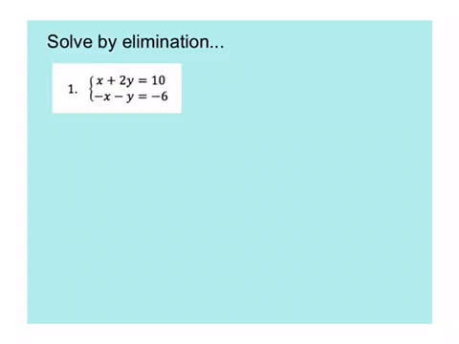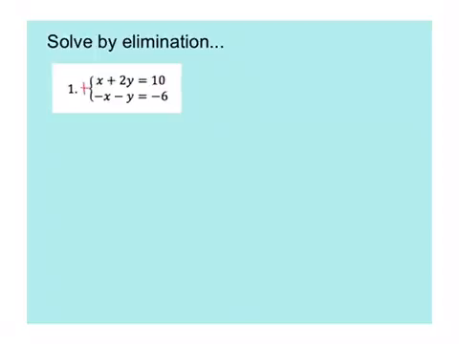So let's go ahead and look at example number 1 and follow our steps. So they are both in standard form already right now. The x and the y are on the same side. So we're going to start with trying to add these equations straight down and see if something cancels out.